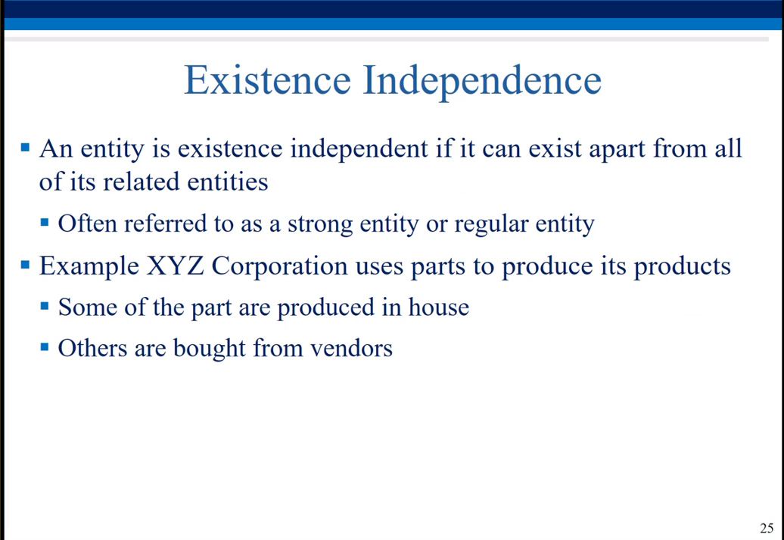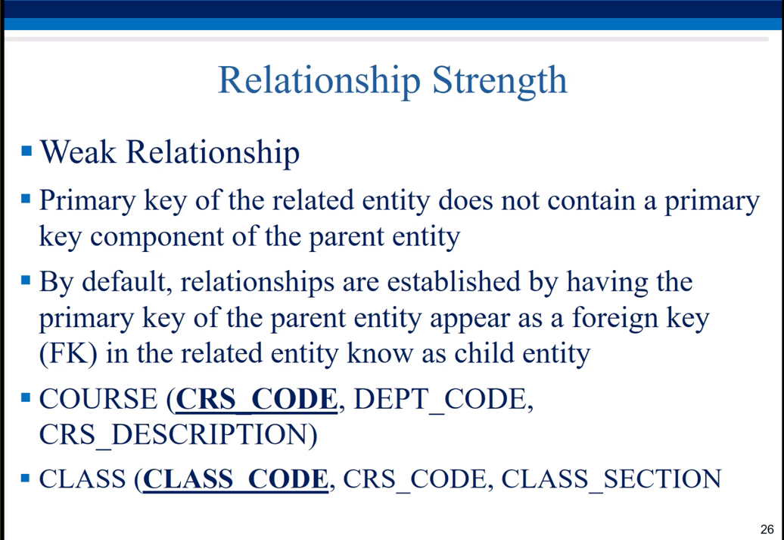Existence dependence is also where you have something like parts, such as screws, such as cords, that may be assembled but are not associated with an actual product yet. Again, some of the parts are produced in-house, others are bought from vendors. So that's one example. And now, relationship strength.